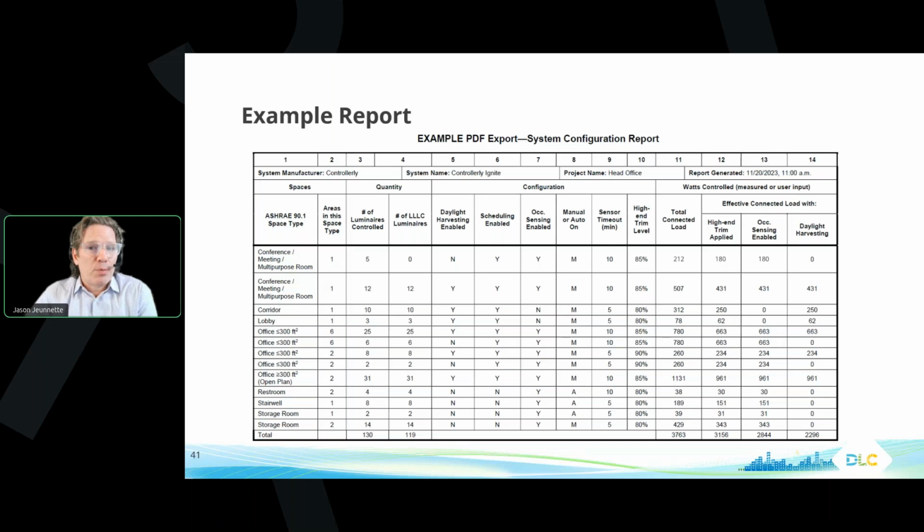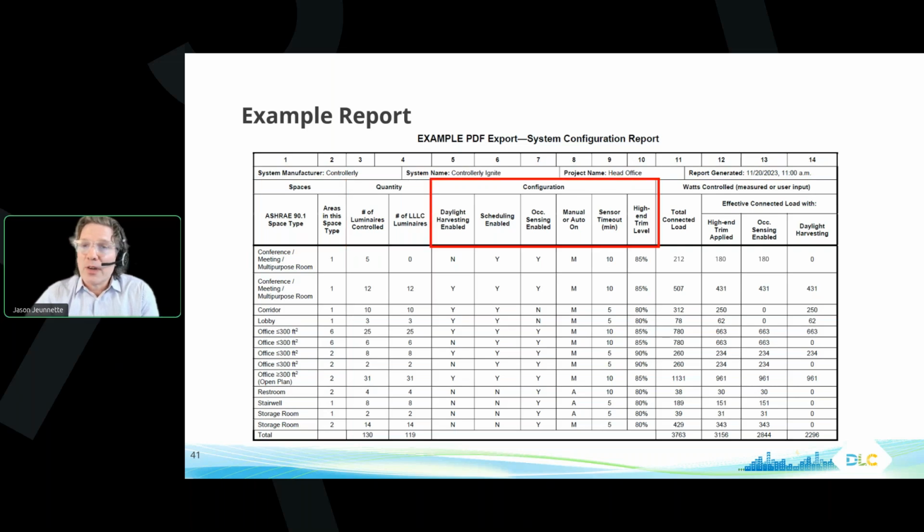Going through a sample report specifically, each report contains a header section that has information about the system manufacturer, the name of the system, the name of the project, and when the report was generated. After that, the report is split into 4 sections. The first section is spaces, which includes the ASHRAE 90.1 space type and the number of areas in that building that are of that space type. Then they have the quantity of luminaires, both the total quantity controlled and the number of those luminaires that are LLLC, so they have both a network controller and sensors on board.